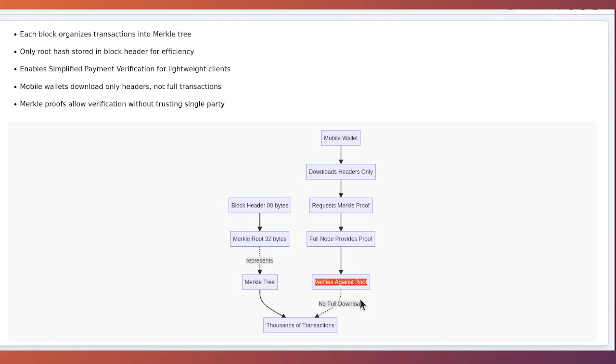The security model is elegant. As long as the longest chain is controlled by honest miners, the Merkle roots in the headers are trustworthy, and Merkle proofs allow efficient verification without trusting any single party to provide honest transaction data.